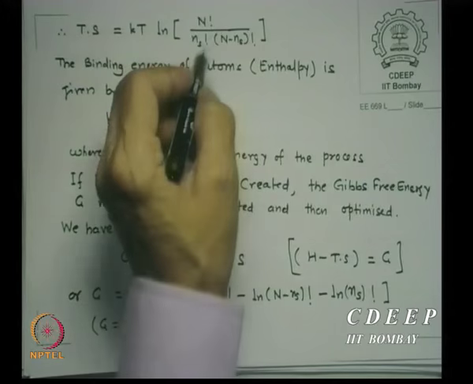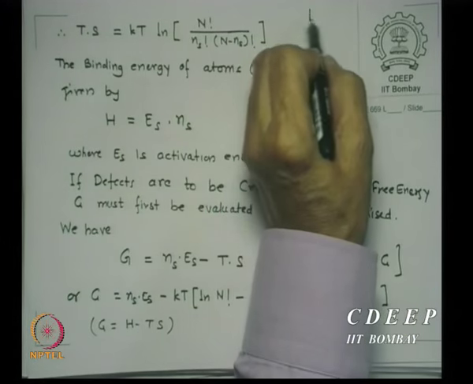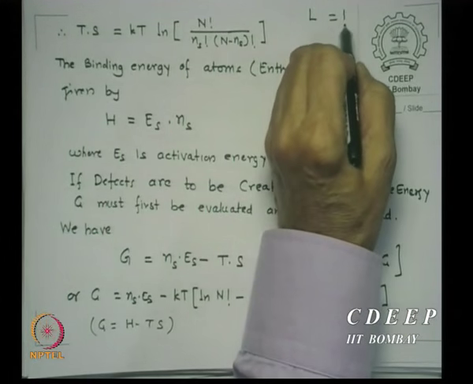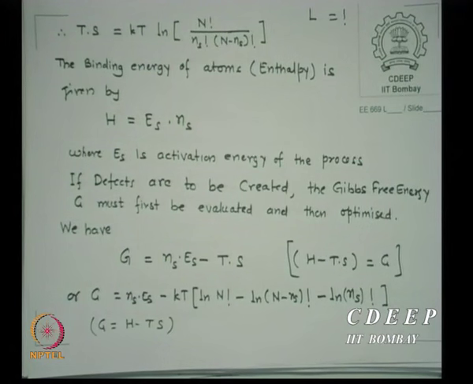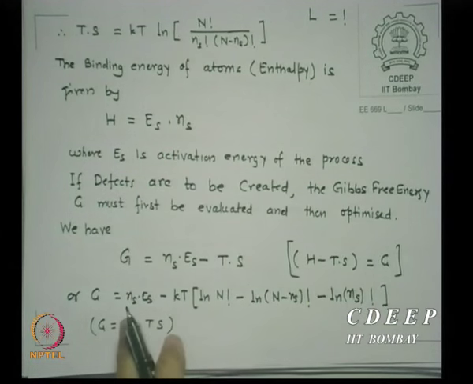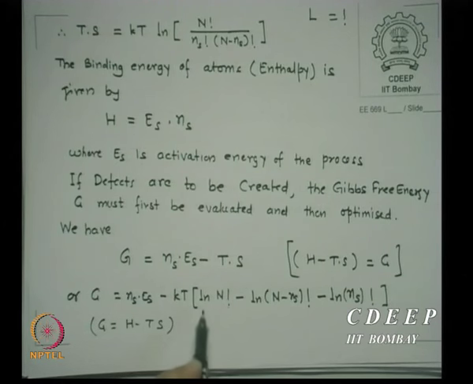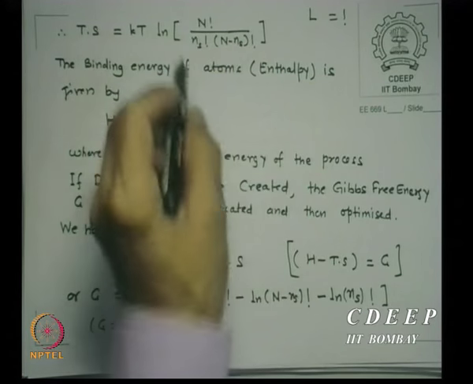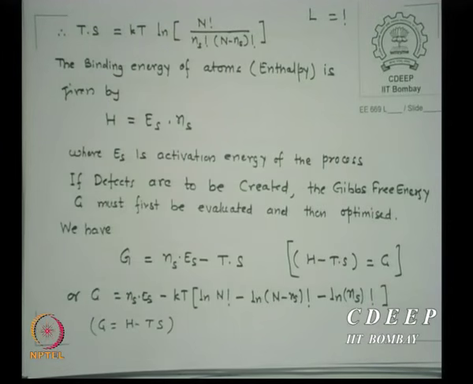Some people write it this way; I am writing it like this. Is that okay? I just put this TS here and H here, so H minus TS is G. So G is ns·ES minus KT times (ln n factorial minus ln ns factorial minus ln (n minus ns) factorial). This is log, so ln A minus ln B. So this is the function.